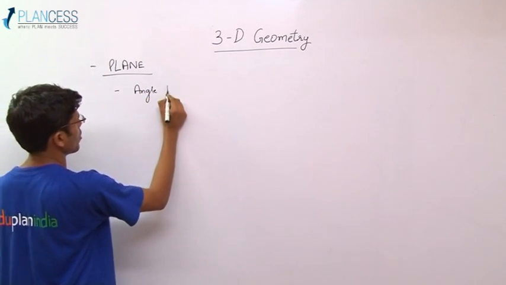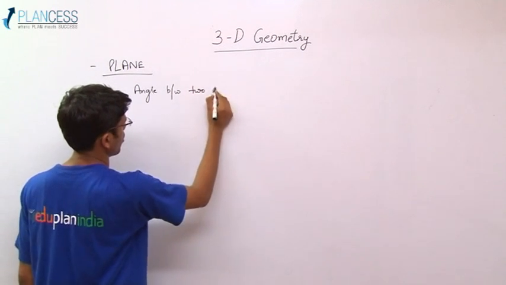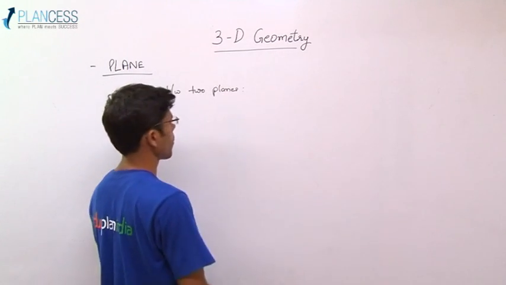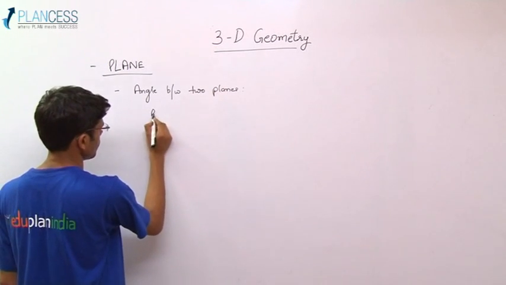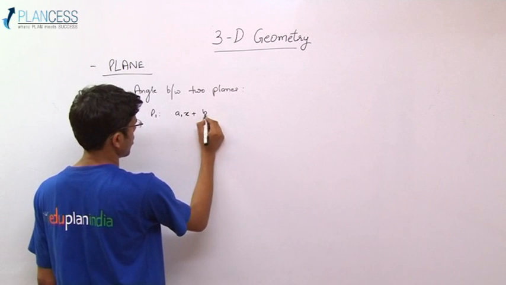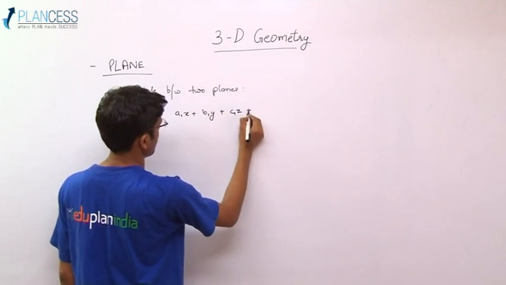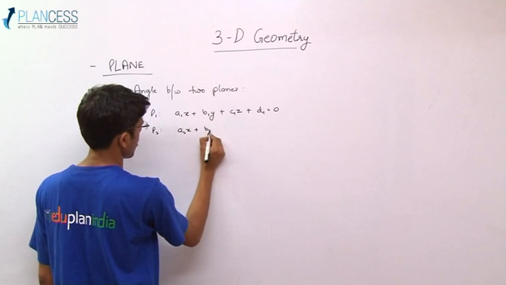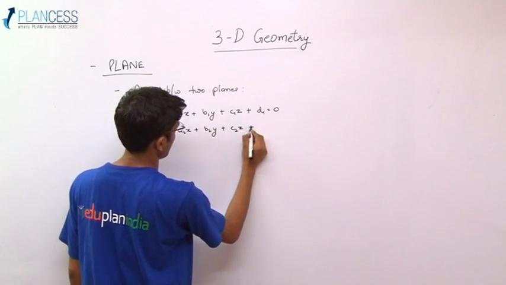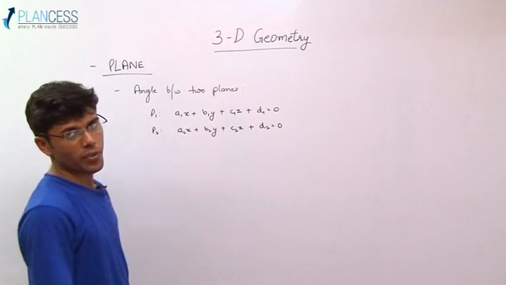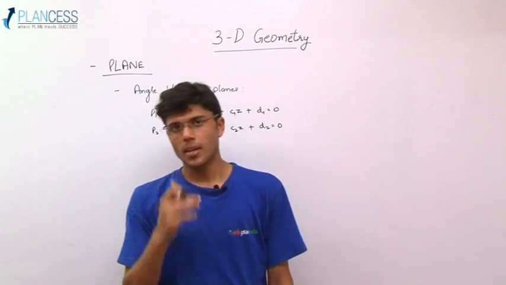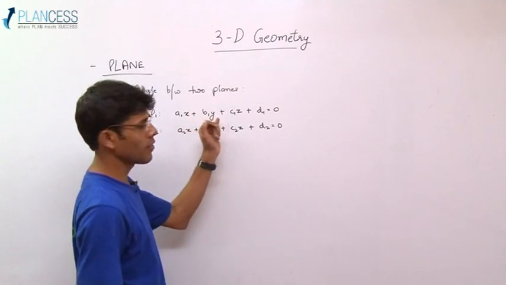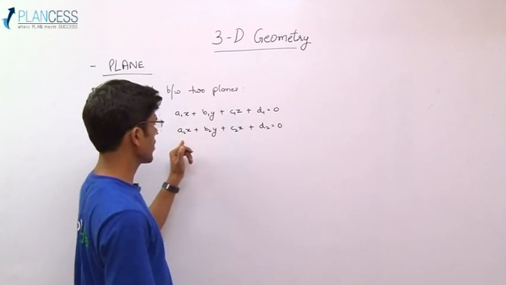Now, angle between two planes. We have two planes, we want to find the angle between them. So see, the first plane is given as a1x plus b1y plus c1z plus d1 equals 0, and the second plane is a2x plus b2y plus c2z plus d2 equals 0. So we want to find the angle between these two planes. The angle between the planes is actually the angle between the normals to the planes. So we know that the normal to the first plane has direction ratios a1, b1 and c1. Similarly, the normal to the second plane has direction ratios a2, b2, c2.